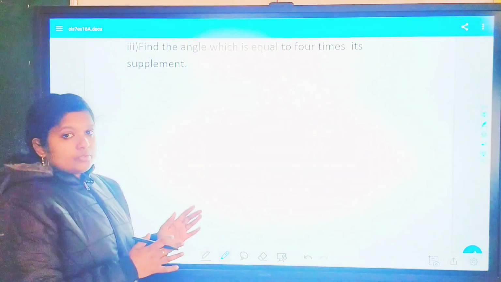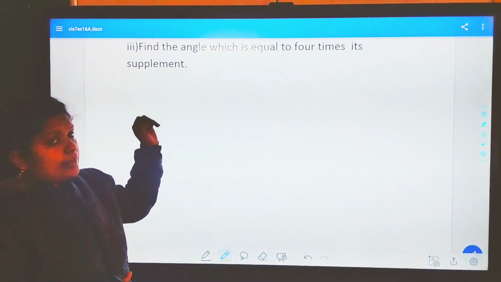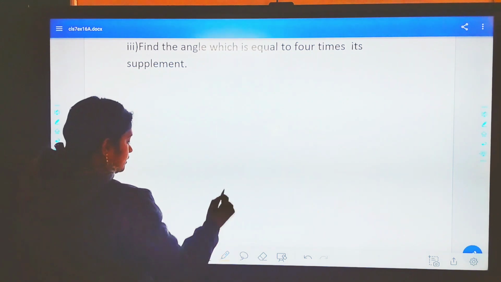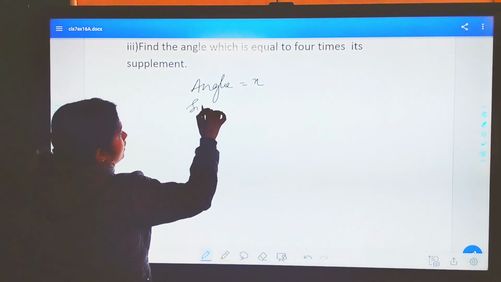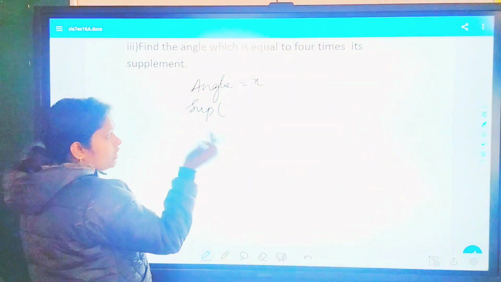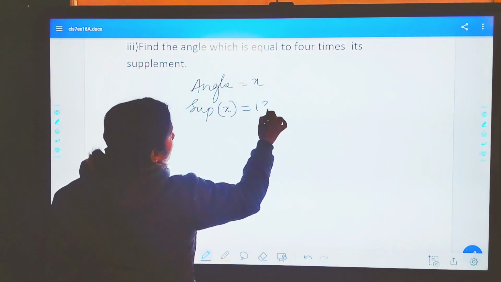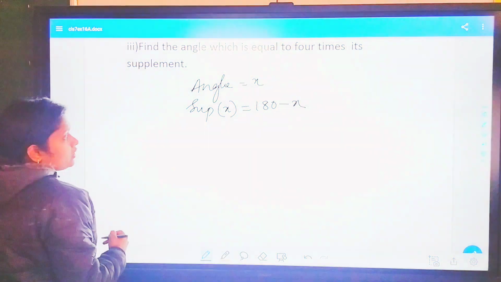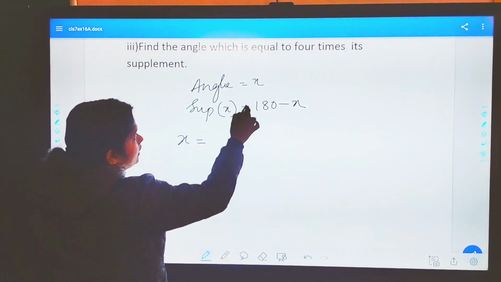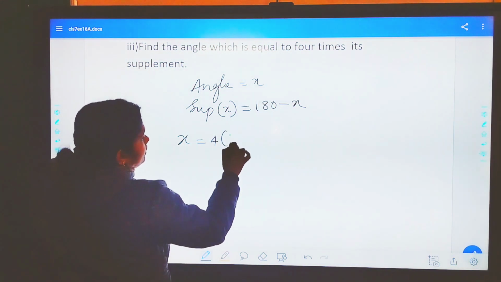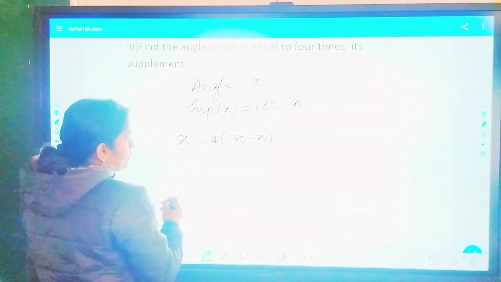Okay, now we are going to the third question. Find the angle which is equal to 4 times its supplement. Take angle as x. Then supplementary angle means the sum of two angles is 180. So supplement of x equal to 180 minus x. The condition given is 4 times its supplement, so 4 into 180 minus x.